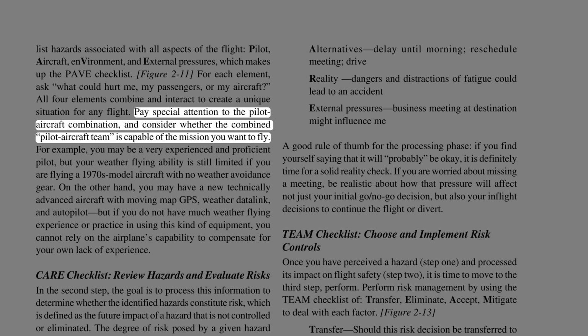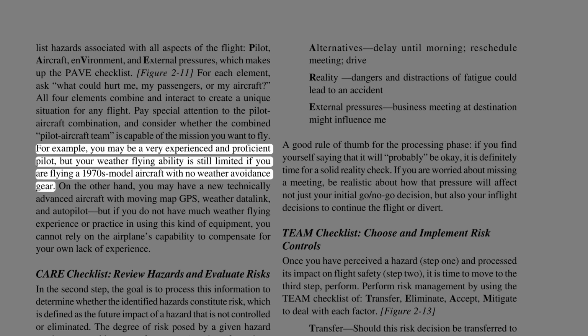Pay special attention to the pilot-aircraft combination, and consider whether the combined pilot-aircraft team is capable of the mission you want to fly. For example, you may be a very experienced and proficient pilot, but your weather flying ability is still limited if you are flying a 1970s model aircraft with no weather avoidance gear.